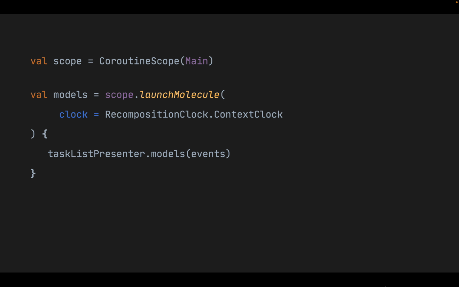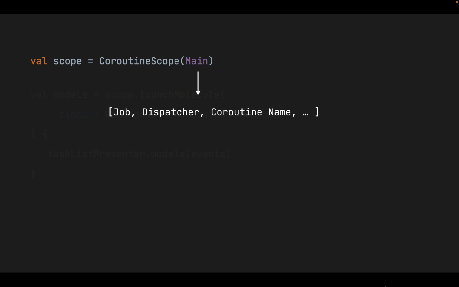So we looked at how to launch a molecule. You create a scope and call the launch molecule method. The scope takes in a main dispatcher, which is a coroutine context. As you recall, you could add different things to a coroutine context. There are different things that are part of it, like job, dispatcher. You could also add a name.